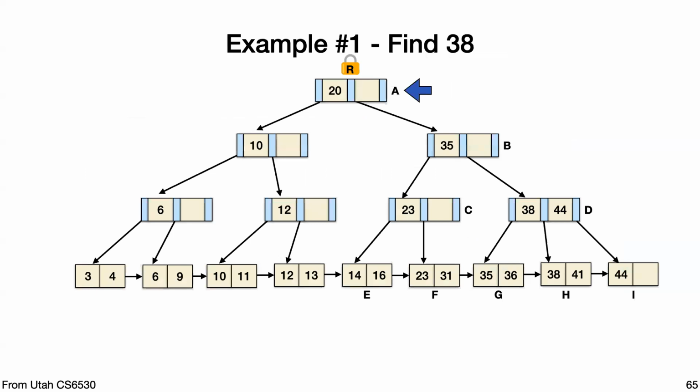So as an example, let's say you want to find 38. You start by taking the read lock at the root. Then you go down 1 level, following the pivots, and you get here, and now you know that it's safe to release the lock on the root because you're done with that. So you release it, and now you keep going down.